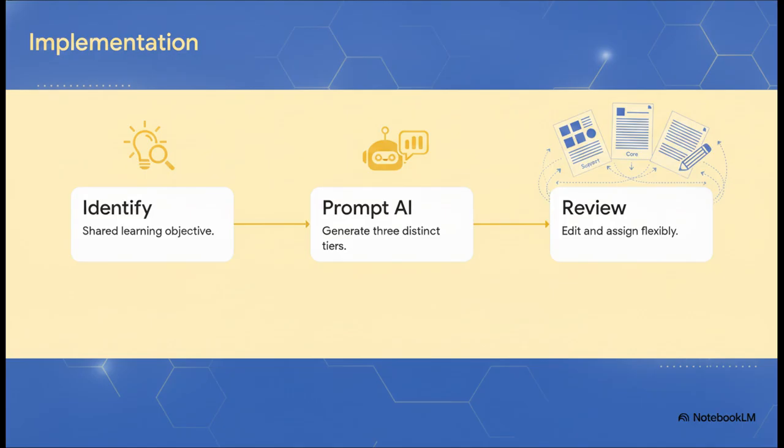Listen, AI is a brilliant decision support tool, but it is absolutely not a replacement for your professional judgment. You must review the AI's output for accuracy and tone. And remember, assignments should be flexible based on a student's current ZPD for that specific topic. A student might really need the support tier when you're doing fractions, but they might need the enrichment tier when you move to geometry. Do not permanently label them.